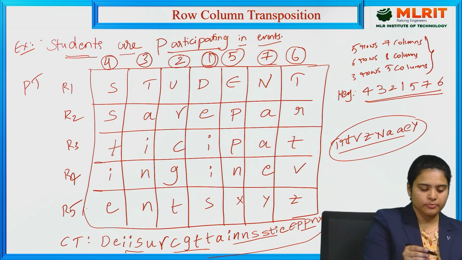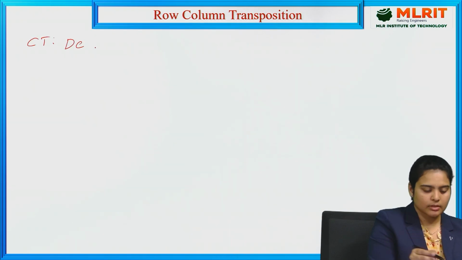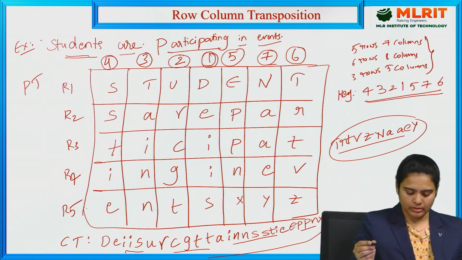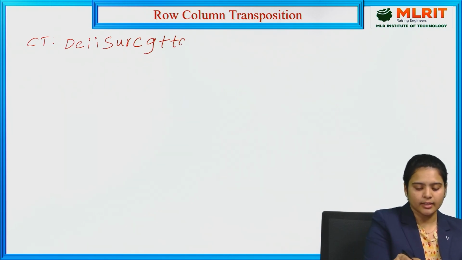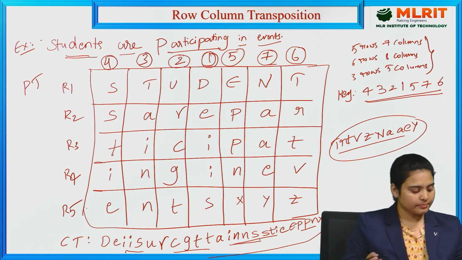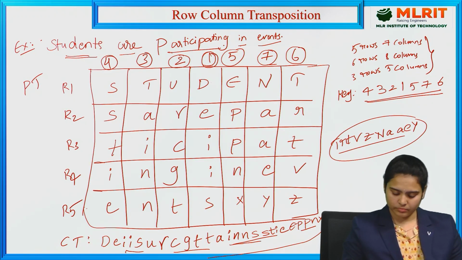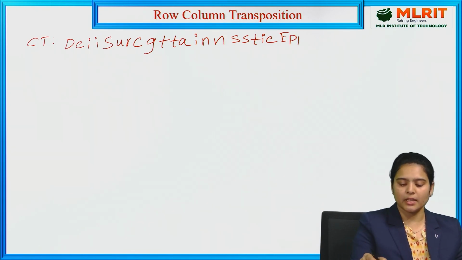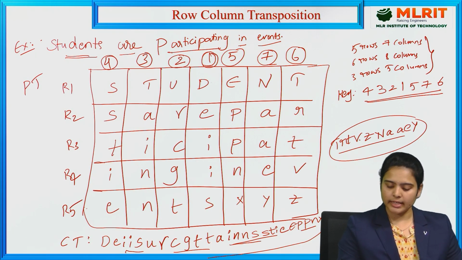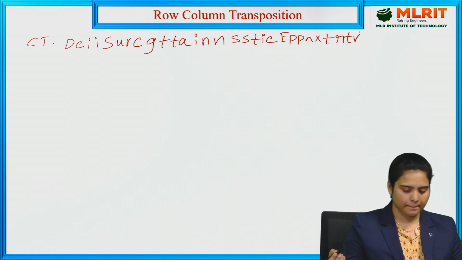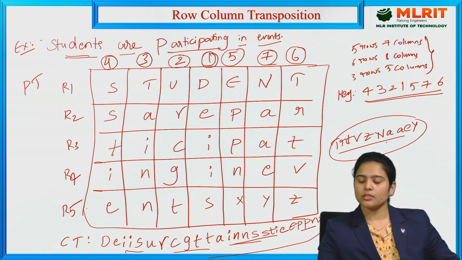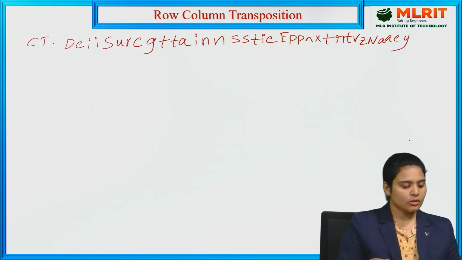So what is the ciphertext of D, E, I, S, U, R, C, G, T, T, A, I, N, S, S, T, I, E, P, P, N, X, T, R, T, V, Z, N, A, A, E, Y. These are the input of the ciphertext. We have already taken the ciphertext.